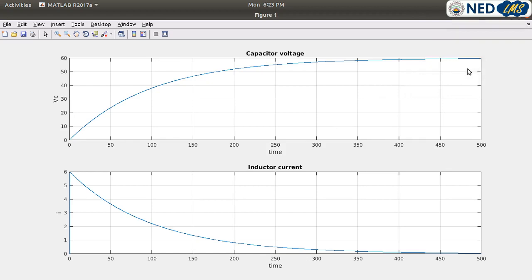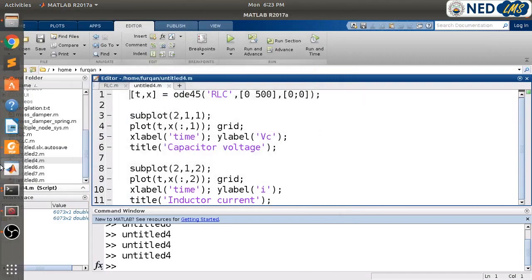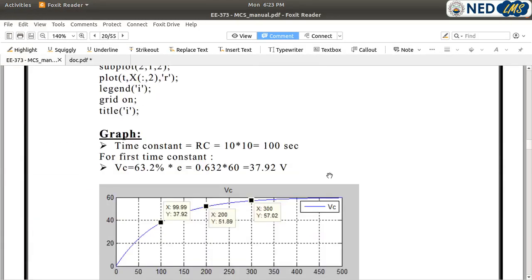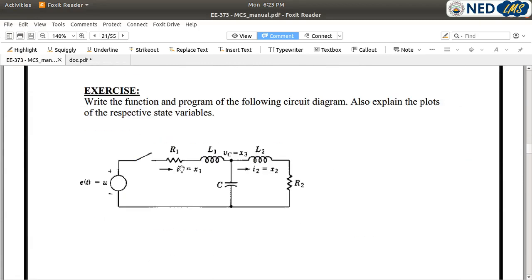This was all about lab session 4. There is a lab exercise at the end of lab session 4. Here you have to write a state equation for this system. You know how to do it. Then use a Matlab script to solve these state equations, and then you have to explain the resulting plots in your own words.